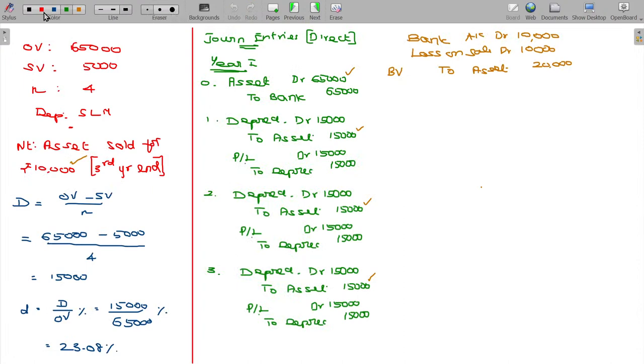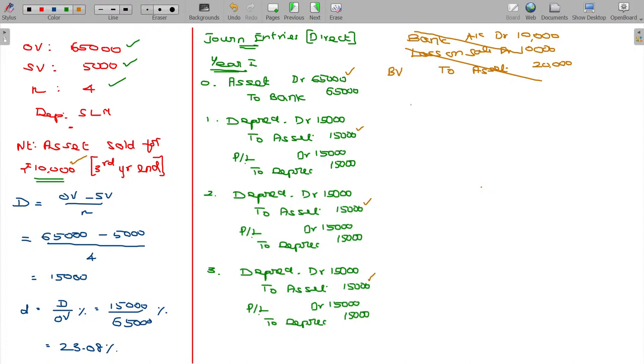In the earlier case, we passed the entry for this illustration: original value 65,000, scrap value 5,000, number of years being the life, 4. We used the SLM method and depreciated year on year. In the last year, we sold it, the sale price being 10,000, at the third year end. But if you plan to sell this through the asset disposal account, this entry will be totally different.